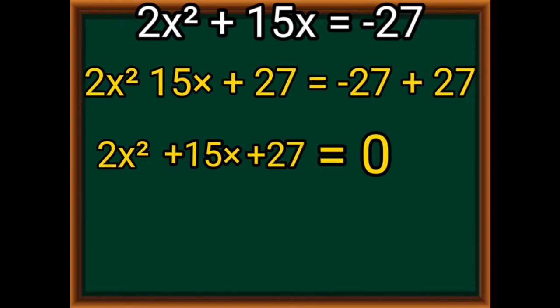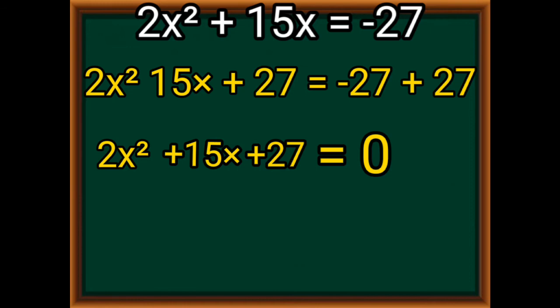So this is what we will use. Let us notice that our a is more than 1. So how do we factor? This is what we will do. Let's factor 2x squared plus 15x plus 27 equals 0. So what will we do first?